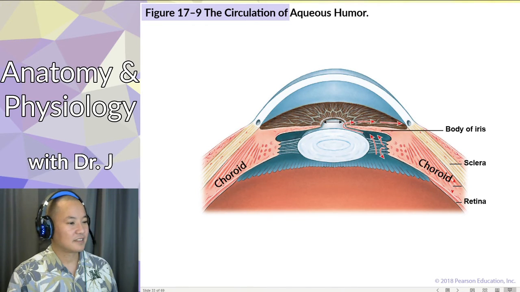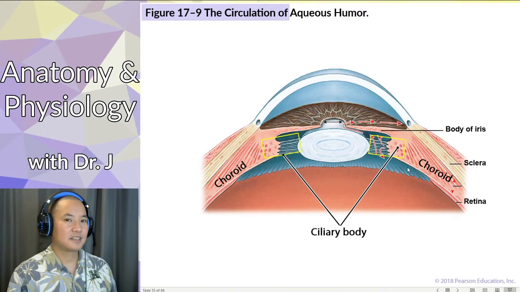Now let's look at the choroid. So what is the choroid? Again, it is a continuous layer, part of the uvea. But you have these little projections right here, and these are what you call ciliary bodies. And notice that they're kind of throwing these little threads over here toward this lens of your eye.